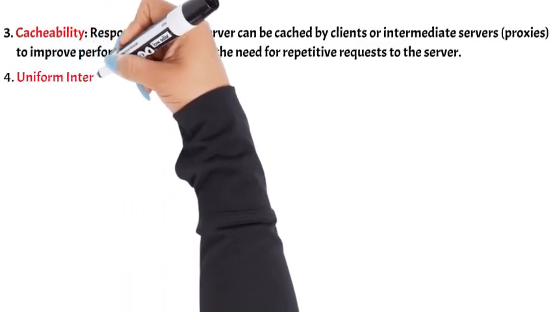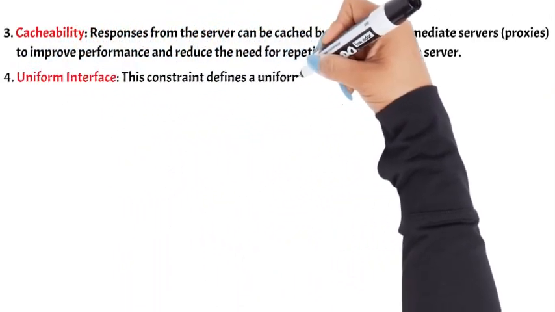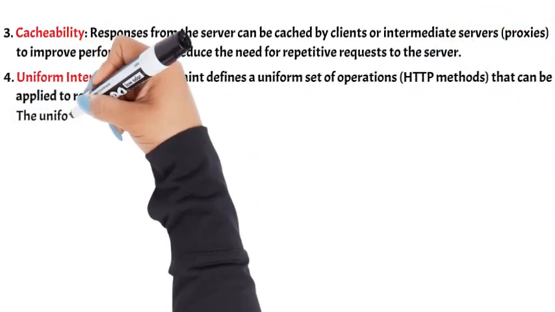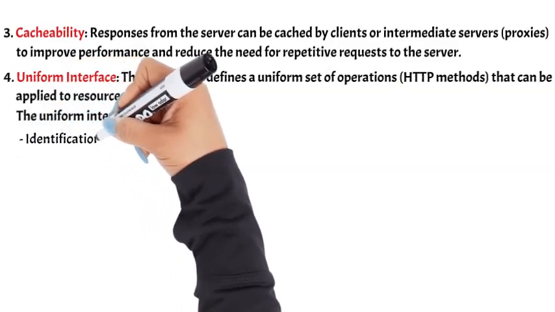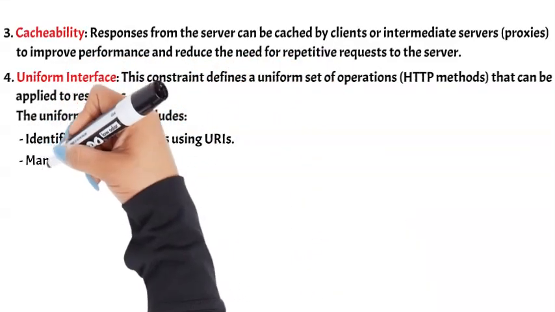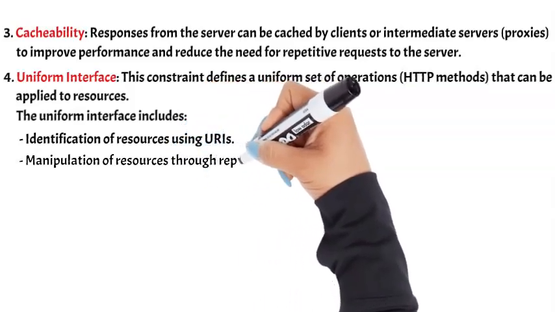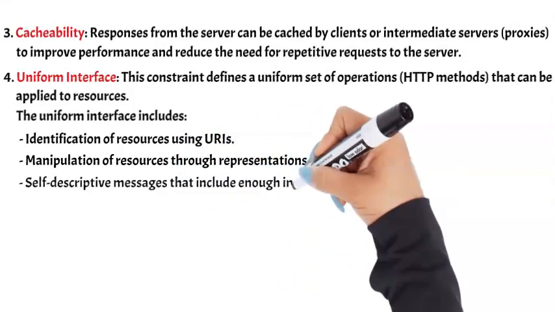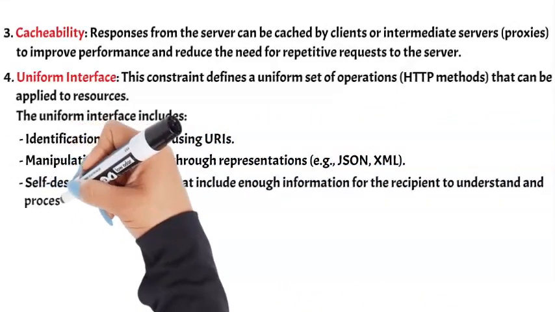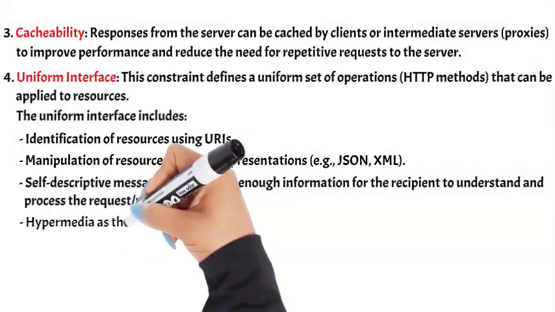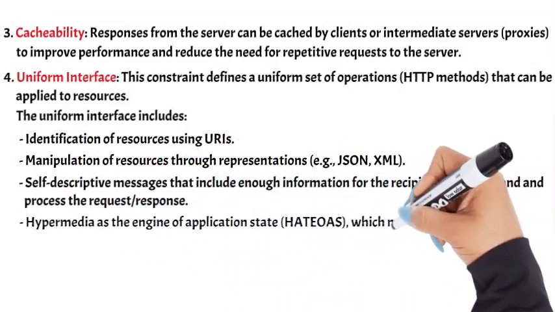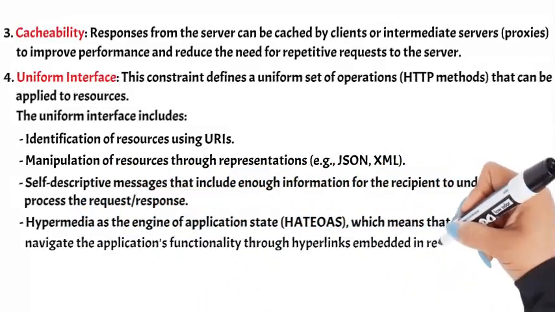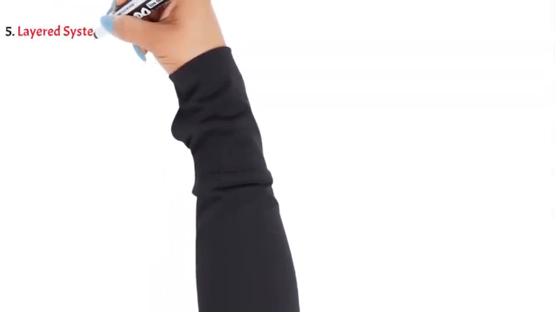4. Uniform interface. This constraint defines a uniform set of operations, HTTP methods, that can be applied to resources. The uniform interface includes identification of resources using URIs, manipulation of resources through representations, e.g., JSON, XML, self-descriptive messages that include enough information for the recipient to understand and process the request/response. Hypermedia as the engine of application state, HATEOAS, which means that clients can navigate the application's functionality through hyperlinks embedded in responses.